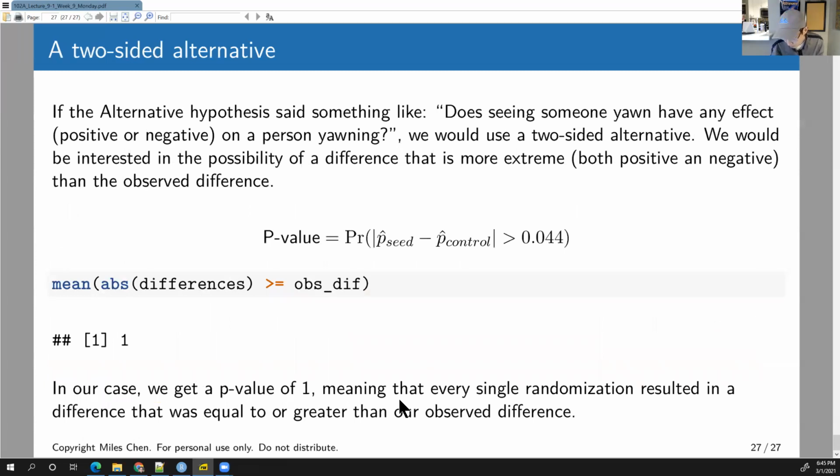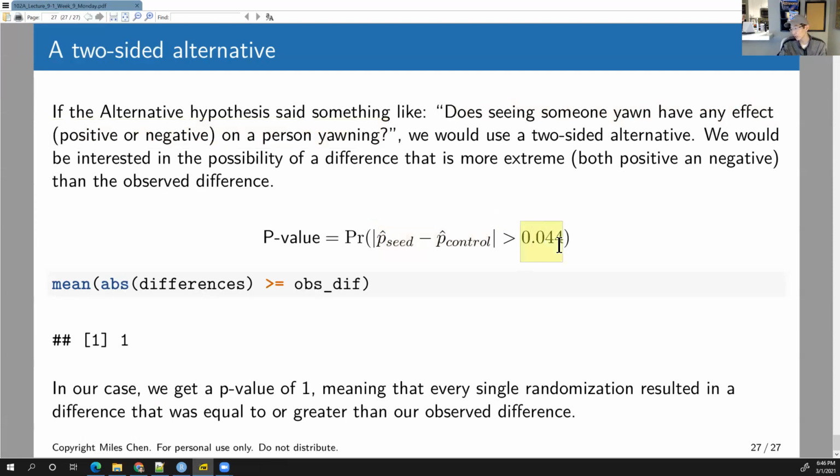Interestingly enough, if you had an alternative hypothesis, does seeing someone yawn have any effect, a positive or negative effect, on someone else yawning? Then we would use a two-sided alternative. We would be interested if seeing somebody yawn makes you more likely to yawn. We would also be interested if seeing somebody yawn makes you less likely to yawn. We'd be interested in any kind of difference, and in that case, we would use the absolute value. We would use both sides.